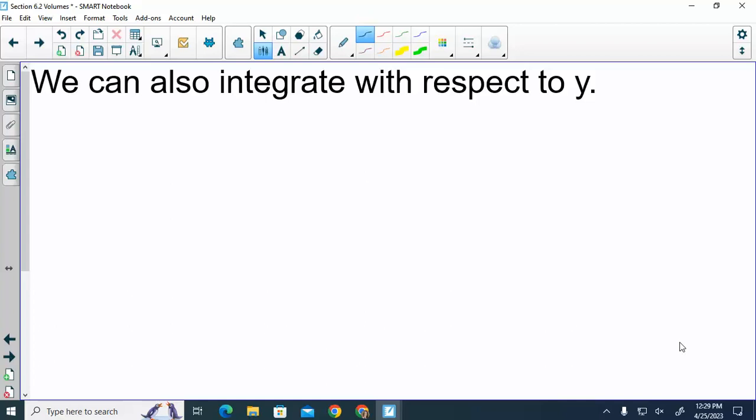Yesterday we were finding all these volumes, and to do it, what we did is found the area of a cross section and integrate it from the starting point to the stopping point. But just like when we did areas, sometimes the equations are ugly and you maybe can't solve for y, so we have to keep the y's. So we might have to integrate in terms of y at times.